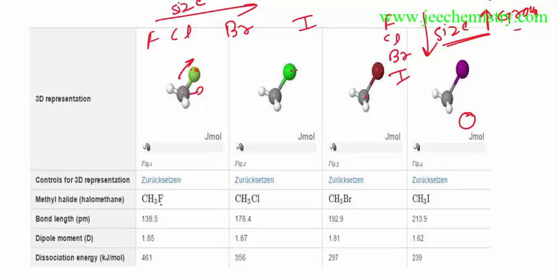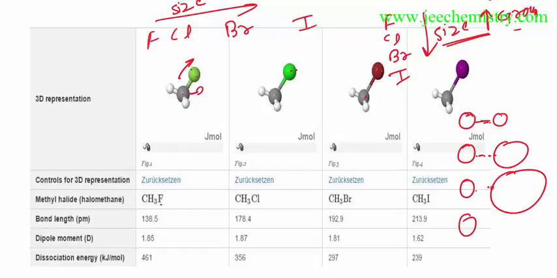Also, the size will matter. This is a smaller size, this is a little bit bigger than this and this. If similar atoms are there, say carbon, then one atom gives this bond length. If bigger atoms are there, then the bond length is greater. As the size increases, the length will be higher.